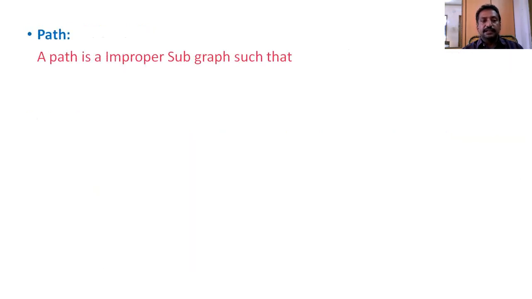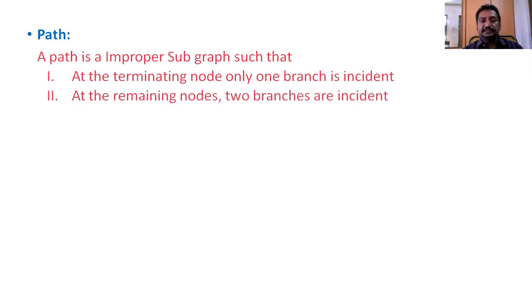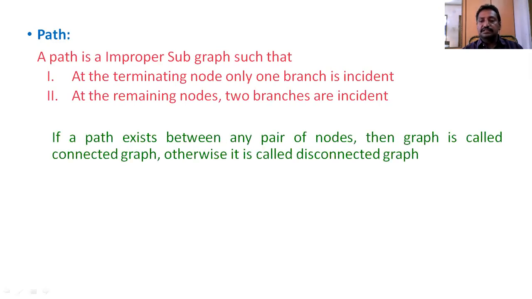Path. A path is an improper subgraph, no doubt about it. At the terminating node, only one branch is incident. At the remaining nodes, two branches are incident. Also, if a path exists between any pair of nodes, then the graph is called a connected graph. Otherwise, it is called a disconnected graph.